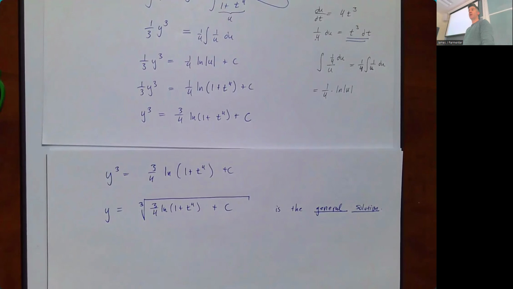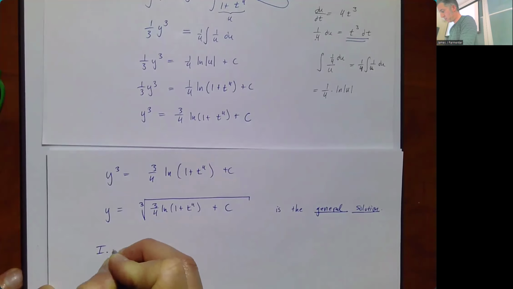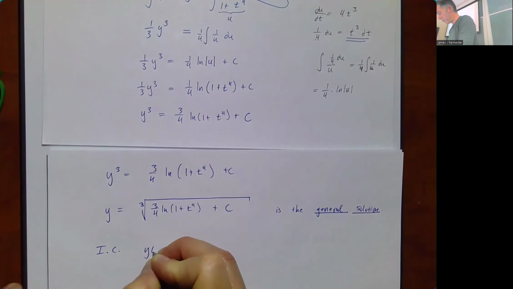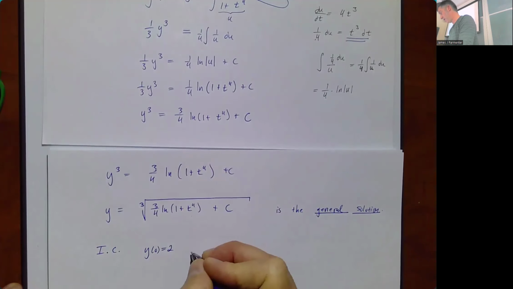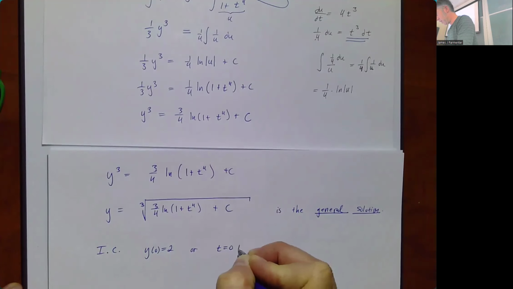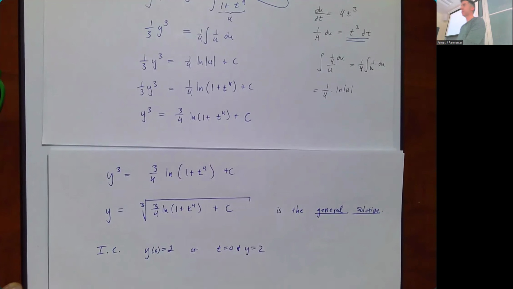To find the particular solution, we're then going to plug in our initial condition. So our initial condition was, again, y of 0 equal to 2. Or if you prefer to write it a different way, you can write it as t equals 0 and y equals 2. So we're just going to plug those things in and solve for c.